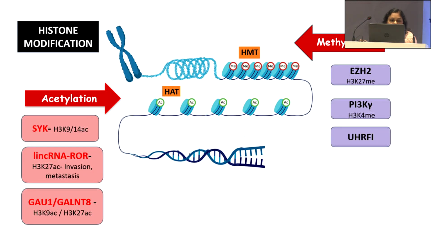The histones could also be modified by acetylation. When you acetylate the histone, the tight bond between the DNA and the histone protein is released, and the DNA genes are exposed for transcription. An important gene here is again the SYK gene. Or the histones could be modified by methylation, the important gene being EZH2.